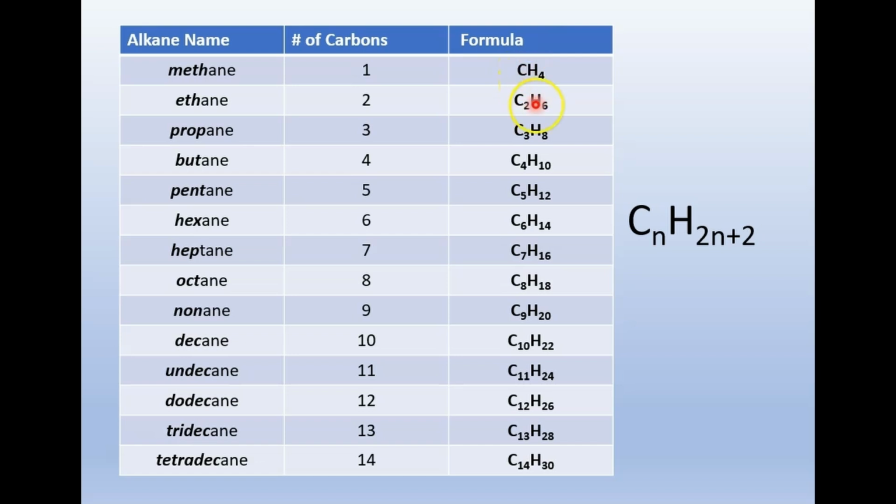So 1 carbon atom, N equals 1. Okay, 1. 2 times 1 is 2 plus 2 is 4. That wasn't too exciting. Let's go to heptane. Here's 7. 7 twice is 14 plus 2 more is 16. Well, let's do 13. I got 13 carbons. How many hydrogens do I have? I'm going to go 13 twice is 26 plus 2 more is 28.